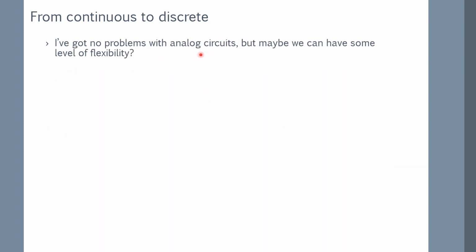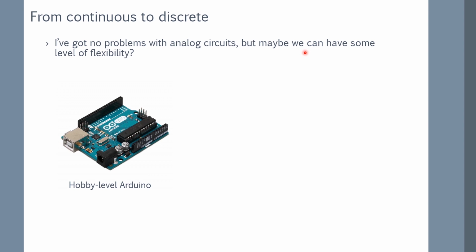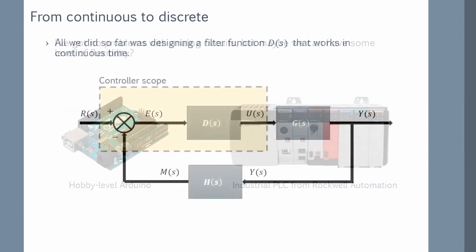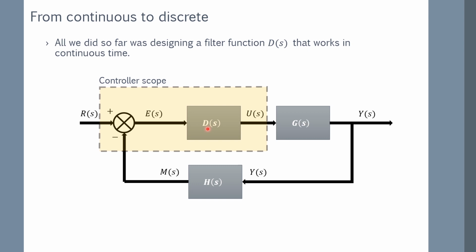So there are no problems with analog circuits. Actually, there are some very advanced implementations that do use analog circuits, but flexibility is very useful. So we can use an Arduino if you're doing it at the hobby level. If you're using an industrial controller, you might use a PLC, or an FPGA or a microcontroller if you're doing embedded. What matters is we want to make some representation of the filter function, the system that we're designing, which is our controller, in this case D of S. We want to represent it as something that works in continuous time but still samples the data.